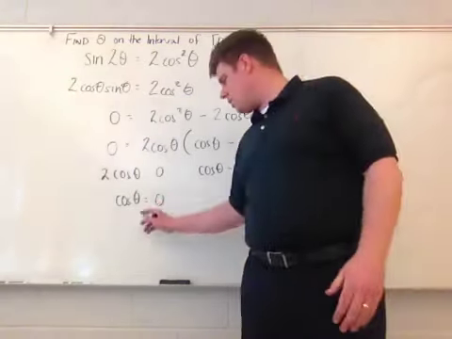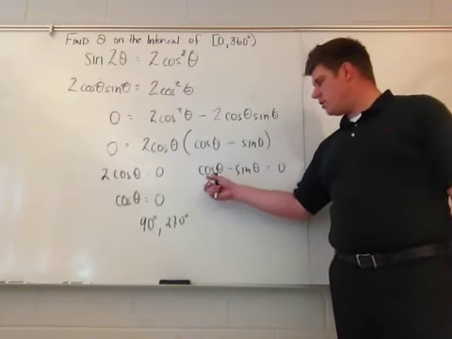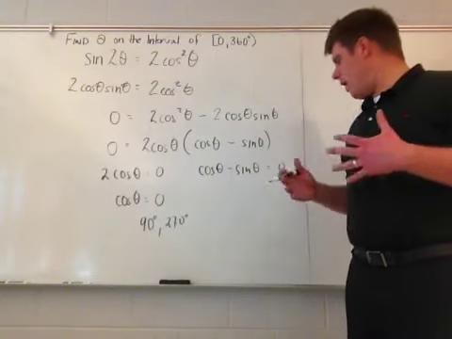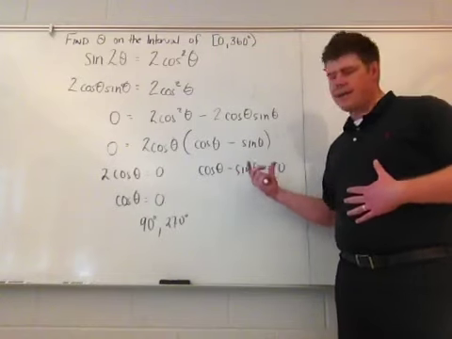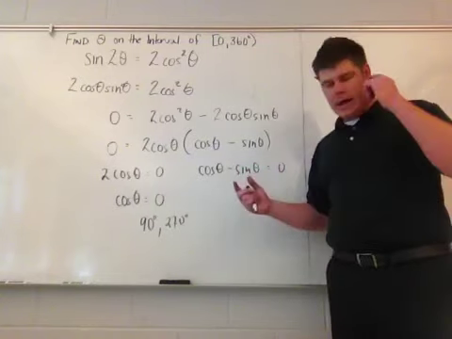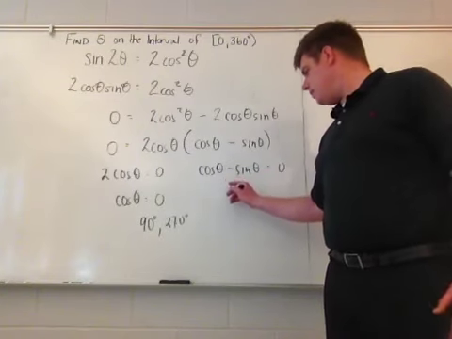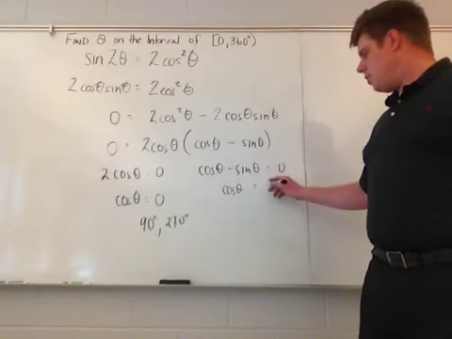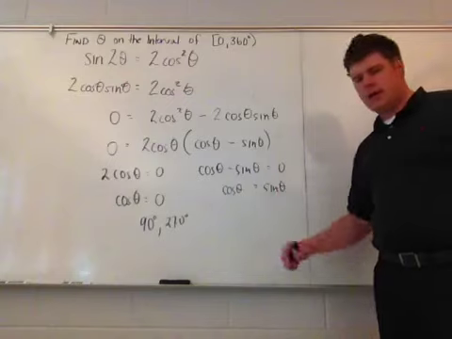So the next thing I want to talk about is how on earth I am going to solve cosine theta minus sine theta equals 0. The only thing I can think of to do here is to try adding sine theta to both sides. So I'm left with cosine theta on that side, and now I have cosine theta and sine theta.